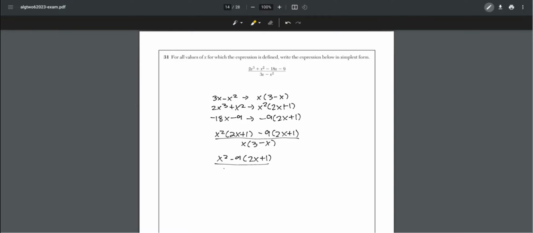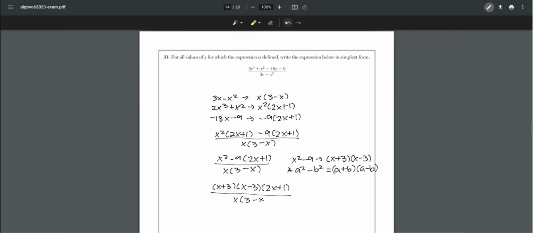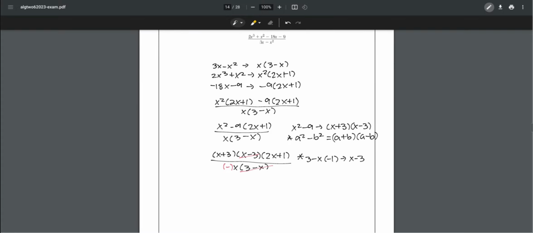and we know that x squared minus 9 is x plus 3 times x minus 3, and then we could input that into the expression. We know that 3 minus x times negative 1 is x minus 3, so we could multiply the denominator by negative 1, cancel out 3 minus x, and put everything together.